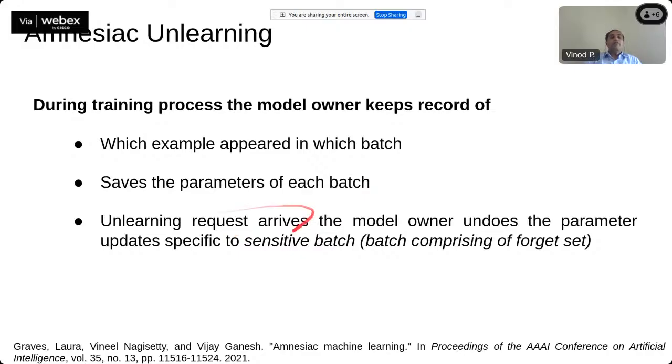So whenever an unlearning request arrives at a model, how this algorithm functions is it will try to find out a specific batch and an iteration when this private data has been used, and then effectively scrub off the influence of the parameters corresponding to that data point. So that is the way in which the amnesic unlearning is done.